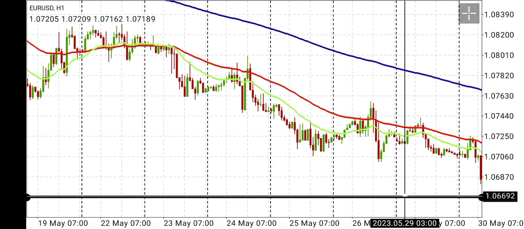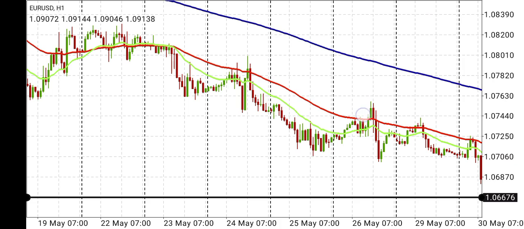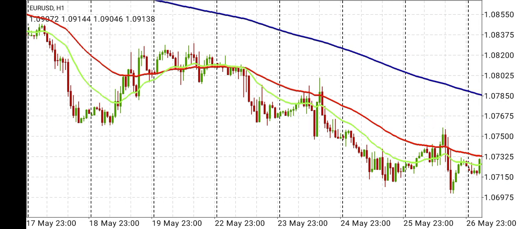Okay, so even if your stop loss was 60, 70, or 50 pips, the risk to reward ratio is even more than 1:4. Okay, so you see, that's the beauty of trading at an area of value.